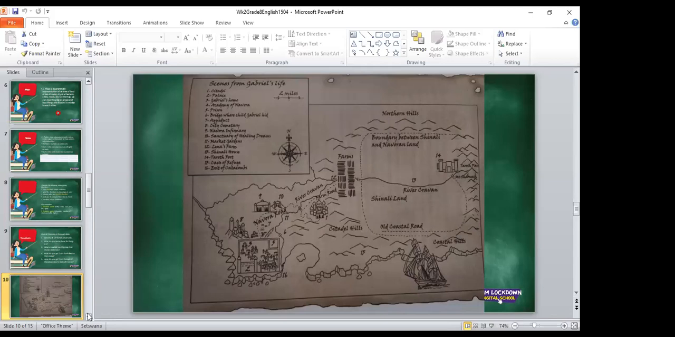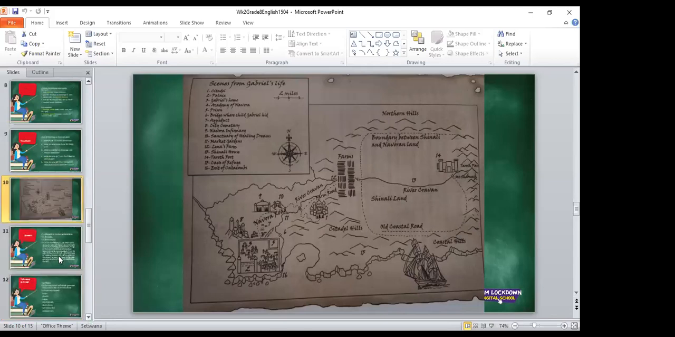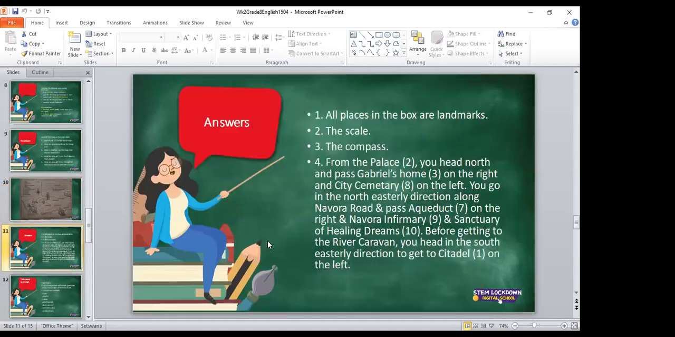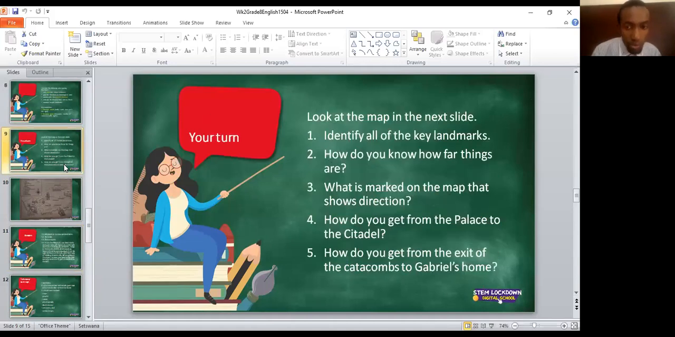Remember, we're still doing text with visuals. This is just an exercise and activity. Yes, so the fourth question is how do you get from the palace to the citadel?